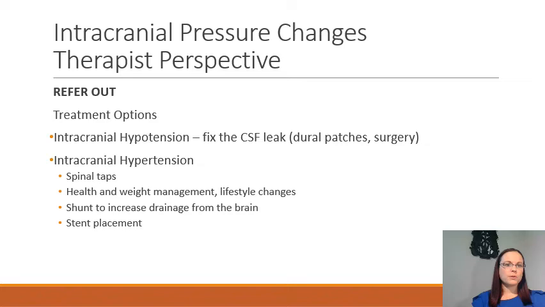Intracranial hypertension, so an increase in pressure. Some of the things that they might do for this in terms of procedures are spinal taps, health and weight management as well. There is a correlation between obesity and intracranial hypertension, and so lifestyle changes and weight management might be helpful for some. A shunt to increase the drainage from the brain to relieve some of the pressure that's building up, or a stent placement, again, to help the flow out of the brain. So those are all possibilities.